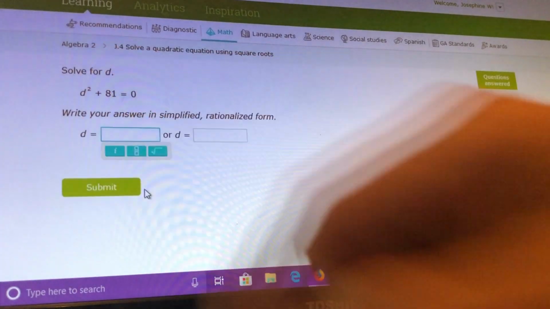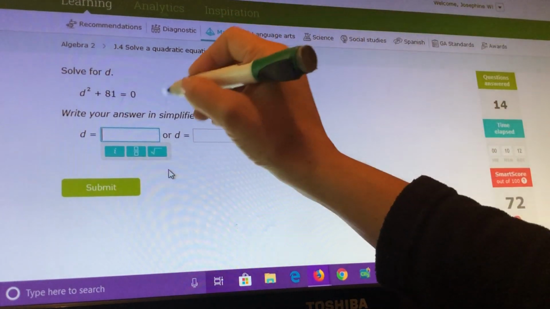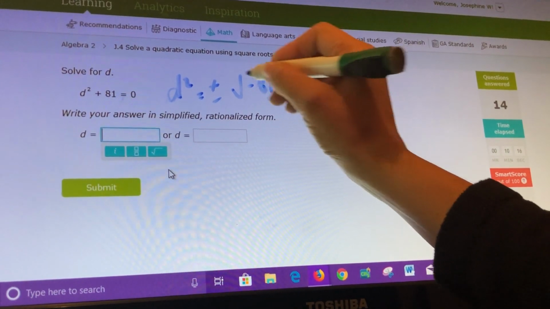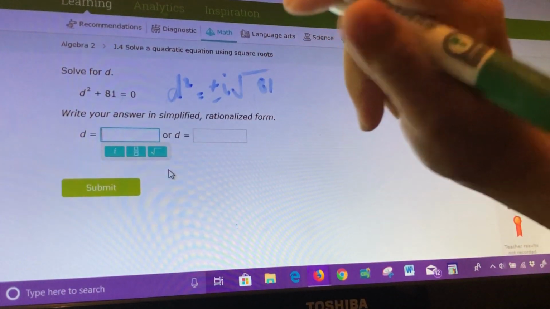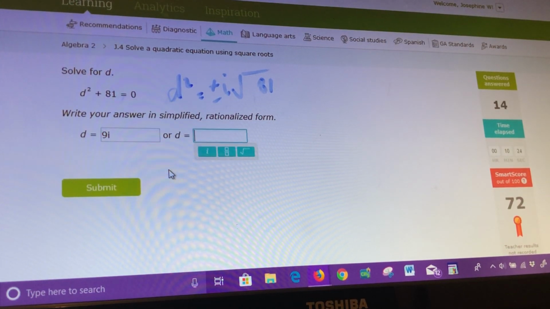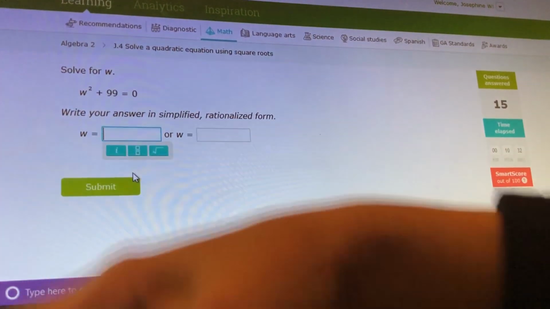Take 81 to the side becomes negative 81. So this one's going to have an i. So you're going to get d squared equals plus or minus square root of negative 81. Get rid of that by putting an i outside, and the square root of 81 is what? 9. So you're going to have plus or minus 9i. Plus or minus 9i. Ooh, that's a 1. Bam.